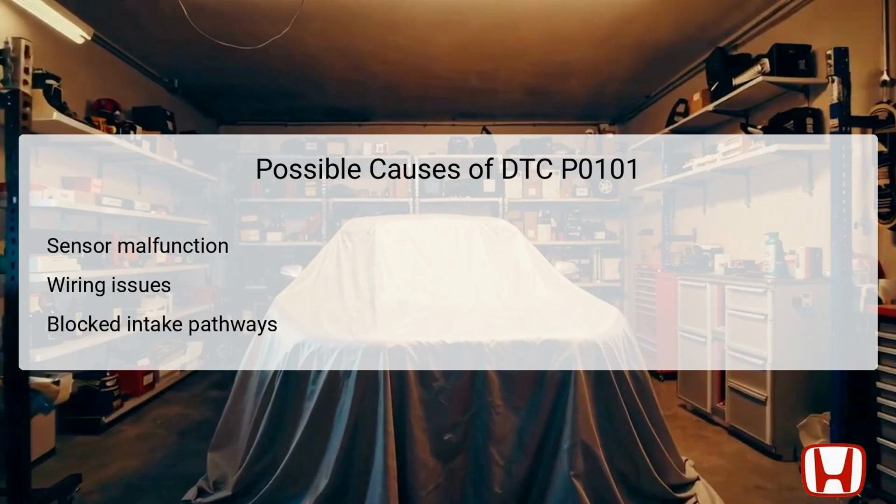Lastly, blocked intake pathways, including obstructions in the air duct or issues within the air cleaner housing, can restrict airflow and create a false reading at the MAF sensor. Each of these potential causes must be methodically examined to efficiently resolve the DTC and restore proper vehicle operation. By systematically focusing on these areas, technicians can accurately identify the root cause and address it accordingly.